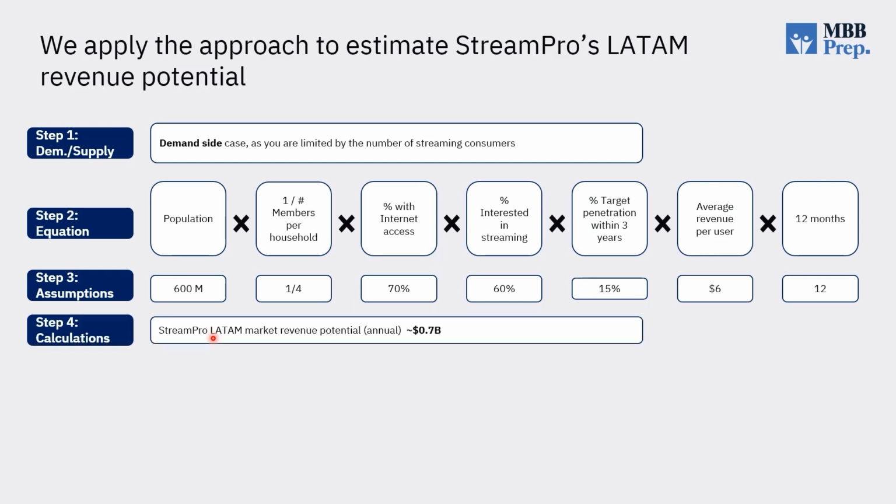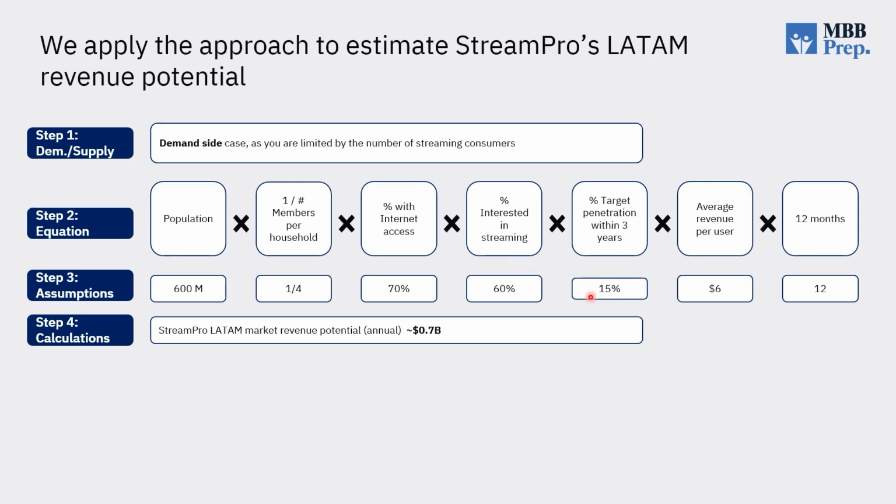For example, in order to calculate this, we would do 600 times 1/4, which is around 150 million. 150 million times 70% gives me around 105 million. Then 105 million times 60%: 60% of 100 million is 60 million, and 60% of 5 million is 3 million. So it's 63 million households, or 63 million potential overall subscribers who might be interested in streaming services.